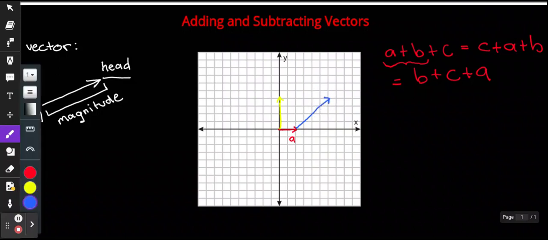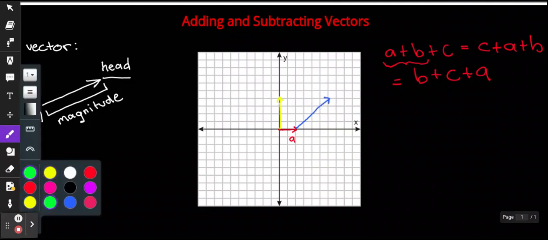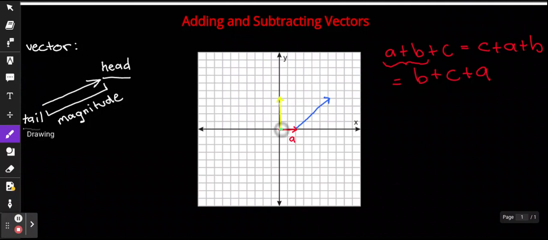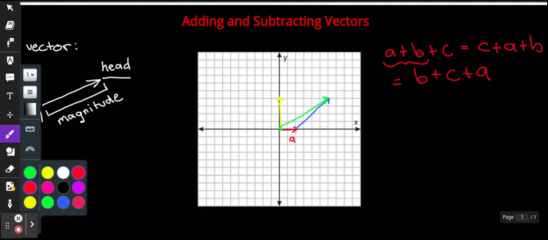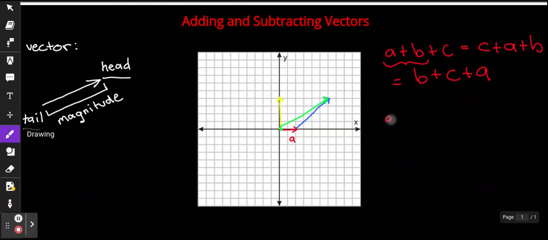and then add the resultant vector with green so we can tell the difference. Sorry if it's a bit messy, but that green is going to be what a plus b is. So now that we have a plus b as a new vector, we just need to add c to get our final result.